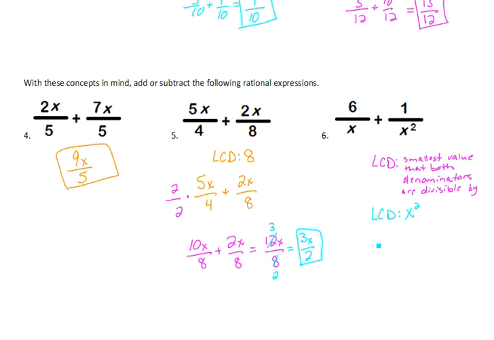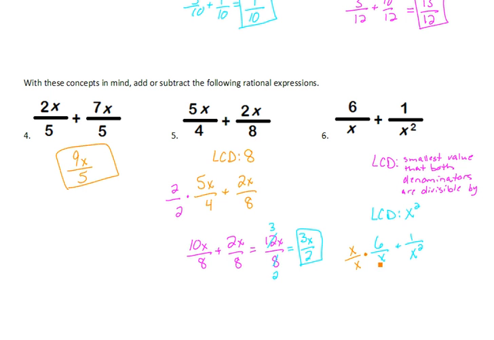So with that in mind, I'm going to rewrite this and figure out what I'm going to do with that least common denominator. So notice what I did. I divided them. I'm going to take my least common denominator of x squared and divide it by x to figure out what I have to multiply this by in order to make it x squared. So I have to multiply this denominator by x over x. Here, I don't have to do anything because I already have that least common denominator.